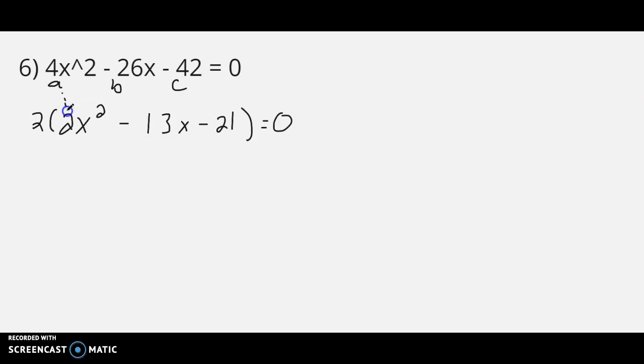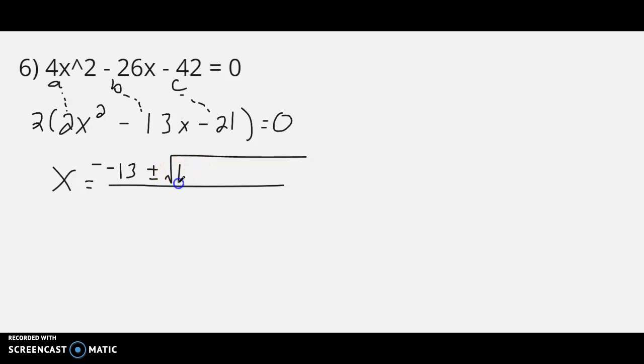Notice the A is 2, B is negative 13, C is negative 21. X is equal to negative B, negative 13, plus or minus square root, negative 13 squared is 169, minus 4 times A times C, all over 2A, which is 2 times 2.